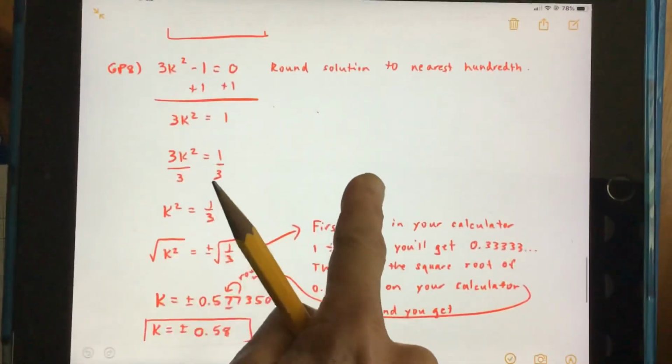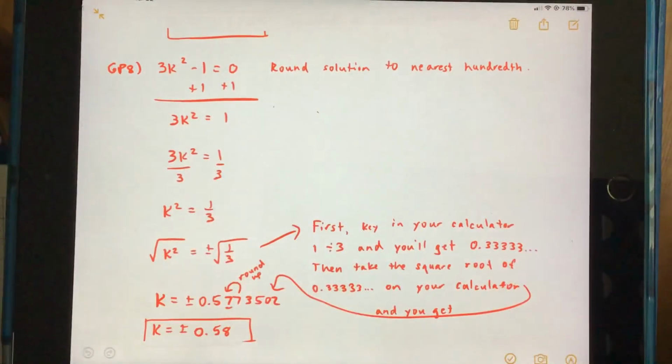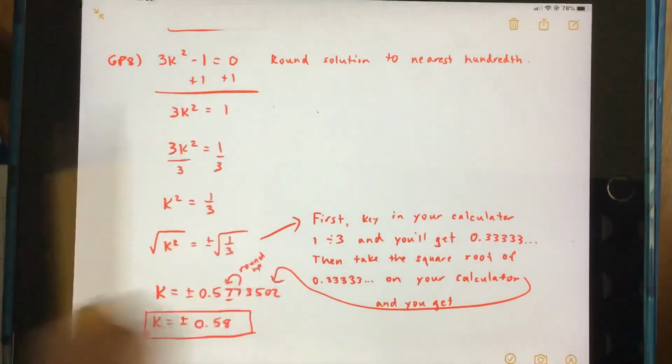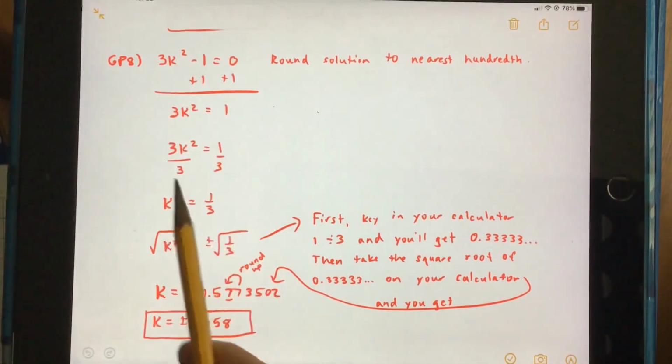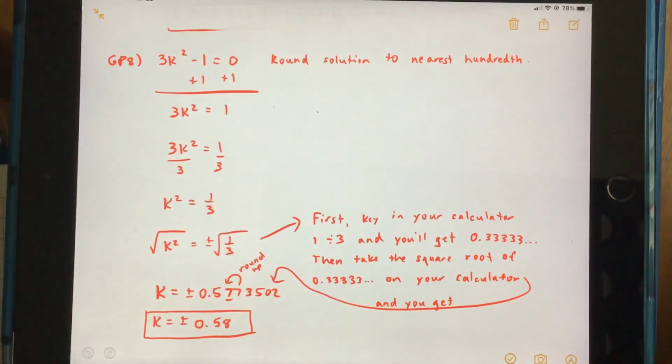Guided practice 8, our last guided practice problem. Again, we're going to round our solution to the nearest hundredth because it will not come out a perfect square. This one will be a little bit trickier on how we work it out. First, we're going to add 1 to both sides. That'll give us 3k squared is equal to 1. Then we divide both sides by 3, and that'll give us k squared is equal to 1/3.